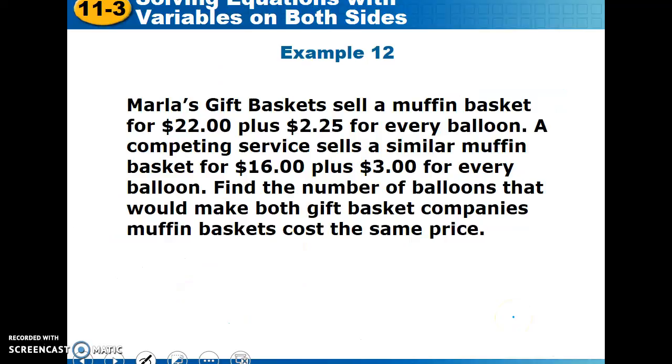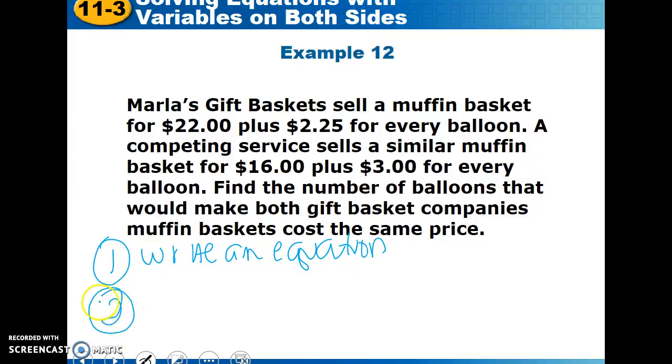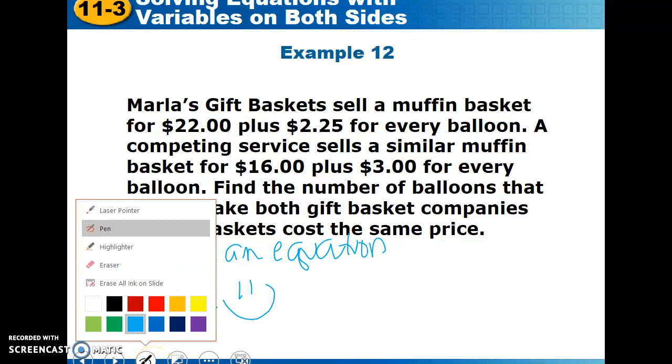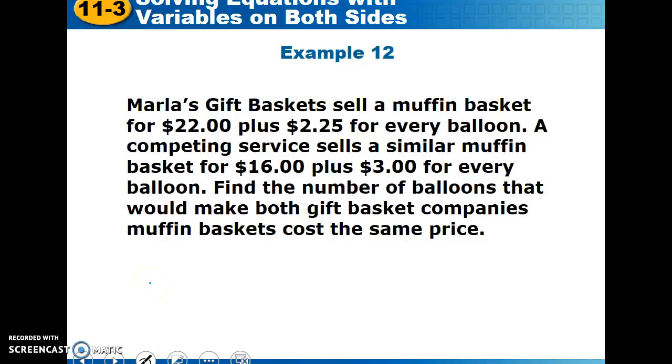Great, you're going to try this word problem example 12 on your own. You need to first write an equation. And then second, solve for that variable. Okay, so we've got Marla's gift basket sells a muffin basket for $22 plus the $2.25 for every balloon. And then a competing service sells a similar muffin basket for $16 plus the $3 for every balloon. Find the number of balloons that would make both gift baskets the same price.